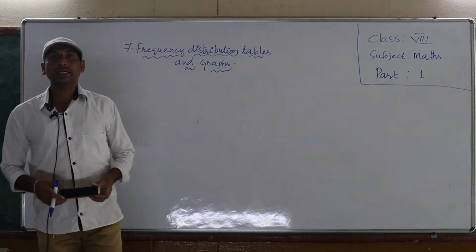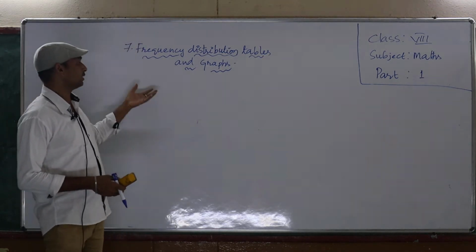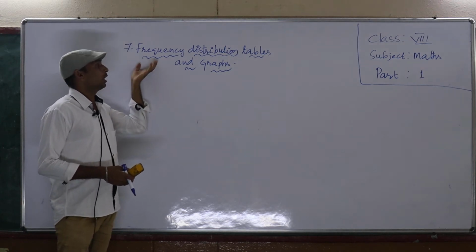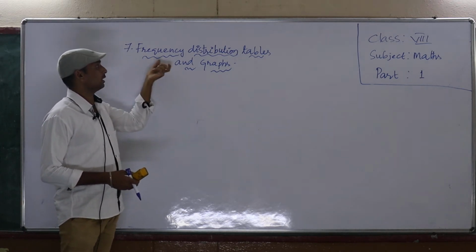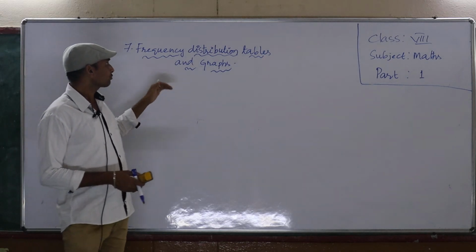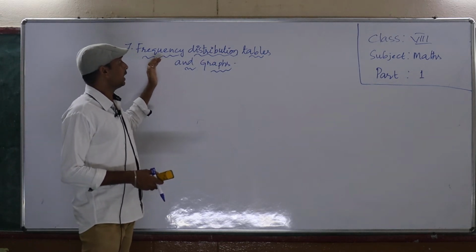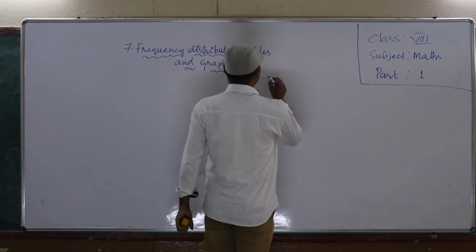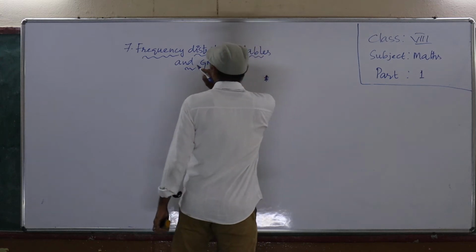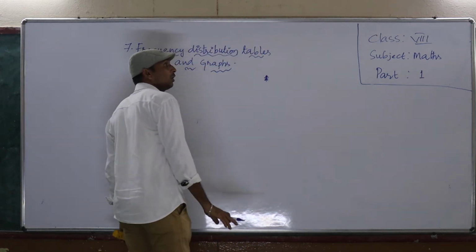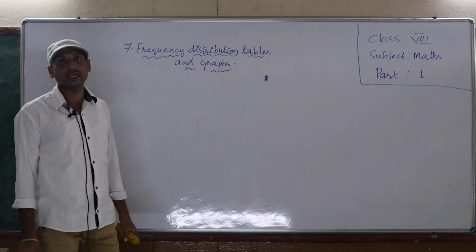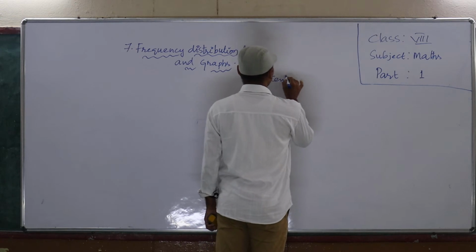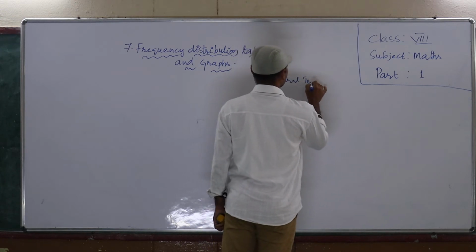Today we are going to discuss a new chapter, frequency distribution tables and graphs. We have already studied this in the 7th class, so this is just a little extension of the 7th class. In frequency distribution tables we have the measures of central tendencies, which you know very well.